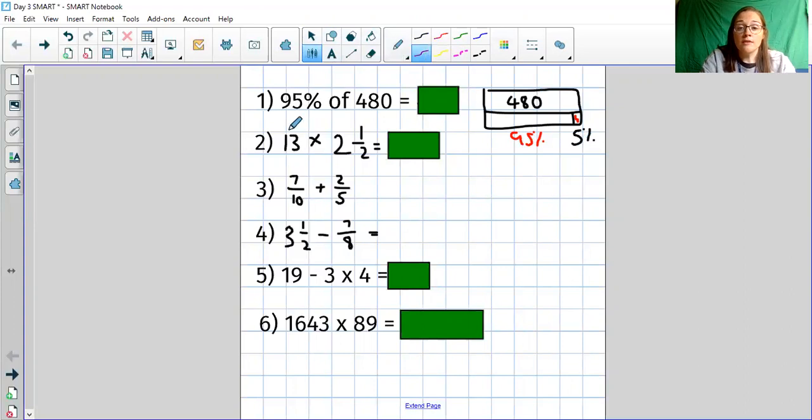Number 2 is a whole number times a mixed number. Do you remember we can do 13 lots of 2, or 2 lots of 13, and a half of 13, and add them together to find that answer. Number 3, you need to give them the same denominator before you can add them together. Number 4, same as number 3, but you also need to change this into an improper fraction before you do it. Number 5, you're going to need to use BIDMAS, and number 6 is long multiplication.